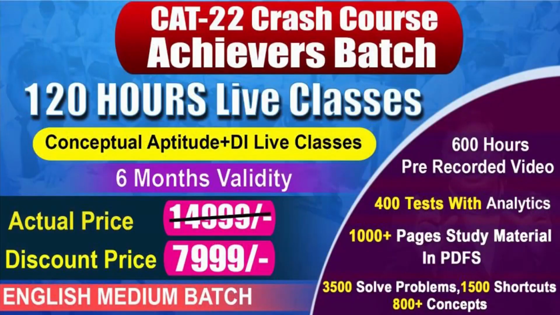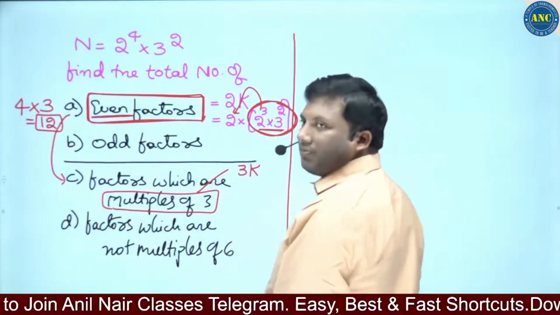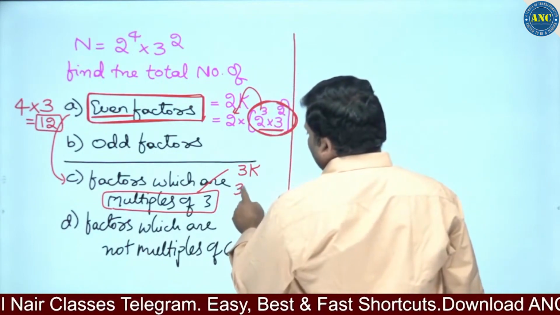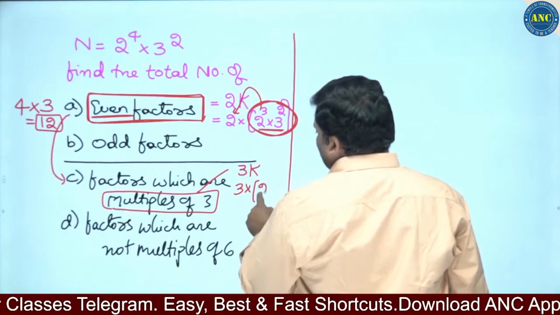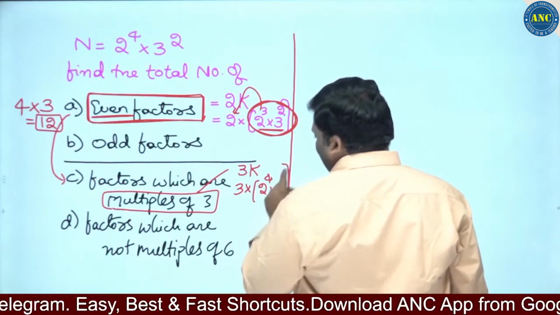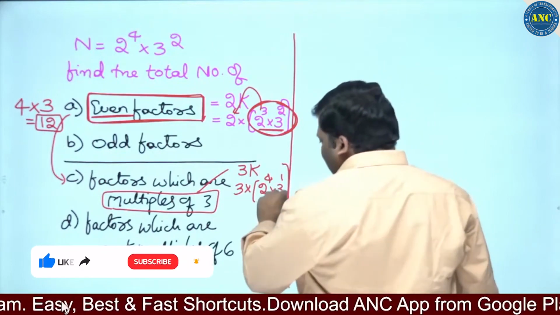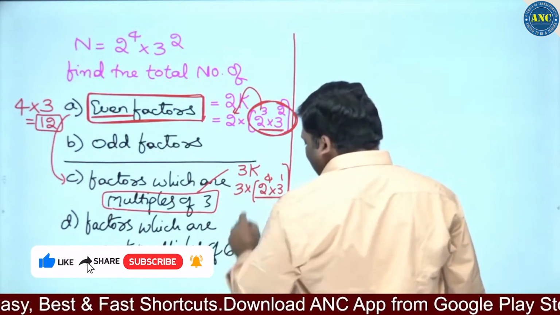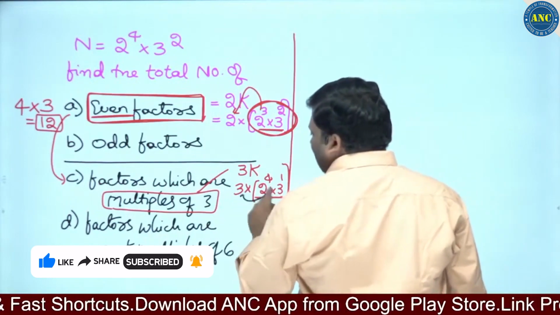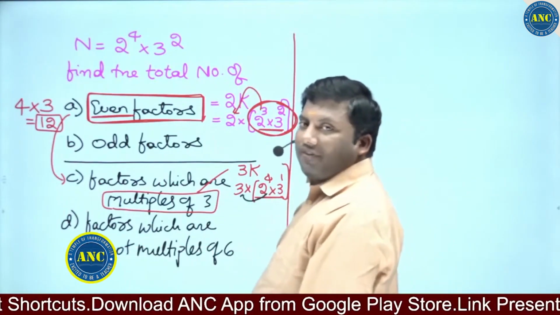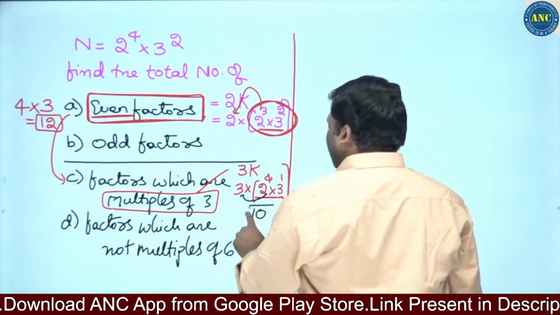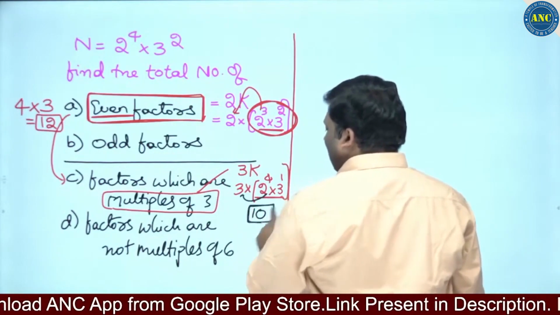Any multiple of 3 is written as 3 into something. So 3 into, remaining it is 2 power 4. 3 square, already one 3 we wrote, so what is there in the bracket? 3 power 1. These are the numbers which are getting multiplied by 3. And therefore factors which are multiples of 3: 5 2s are 10. Are you all with me?